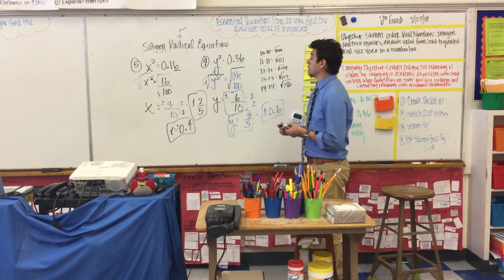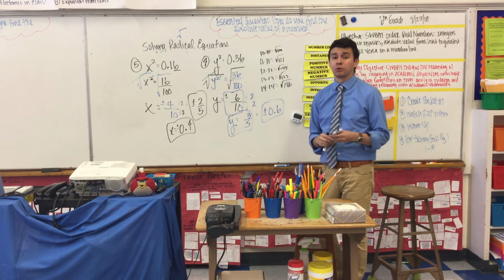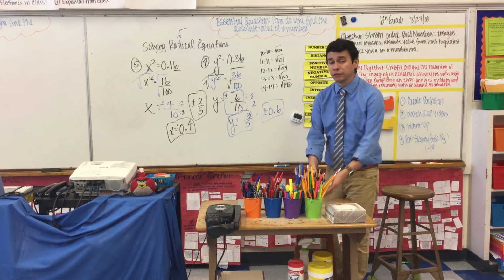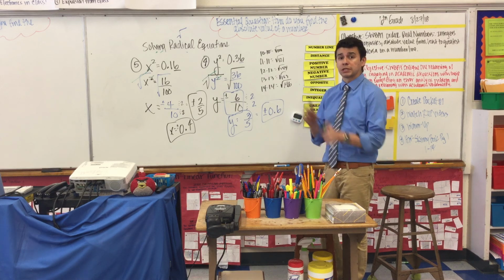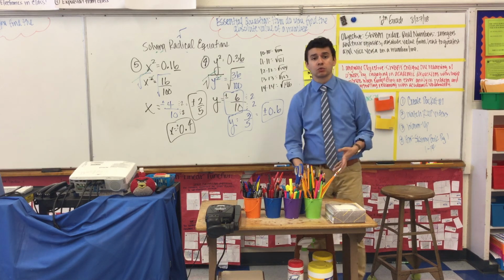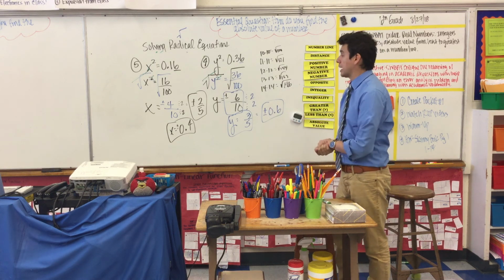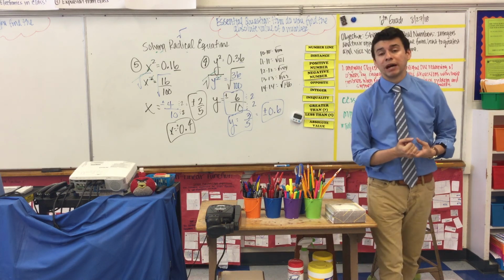And that's it, ladies and gentlemen. This is how you solve a radical equation. When you have an exponent of 2, you just do the square root on both sides and apply what you learned about square roots, and then you'll be able to isolate the variable and find the value of that variable.